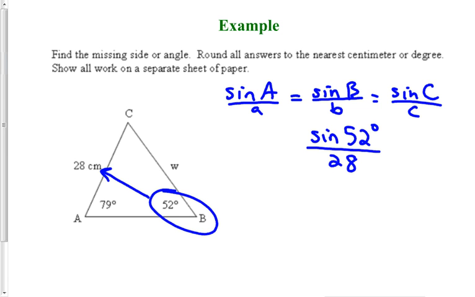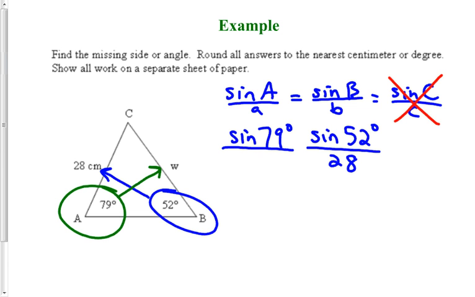Now I go back to my triangle, and I can see I know angle A, and I'm being asked to find side A. So what that means is this is the ratio that I'm not going to use, and I'm going to plug in the other ratio that I know, sine of angle A, which is 79 degrees, over the length of side A, which is what I'm trying to find, and those two ratios equal each other, giving me my proportion that I can solve.